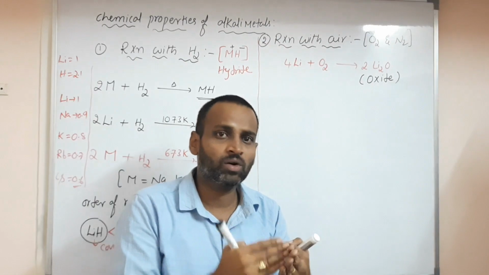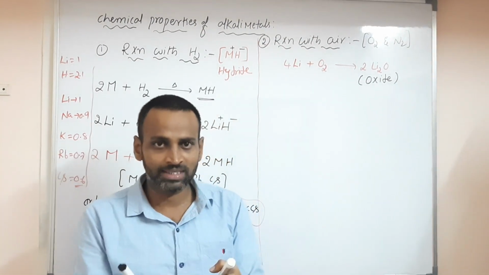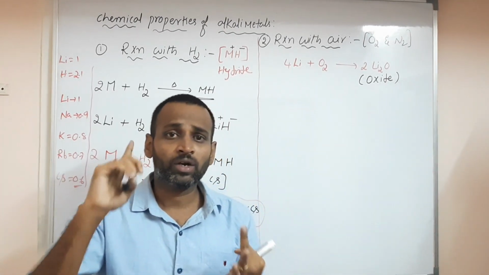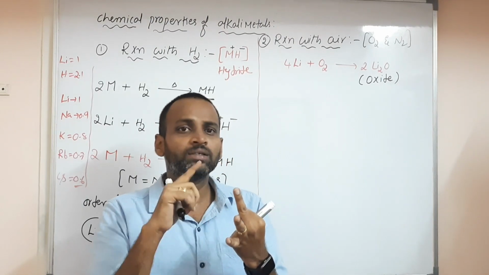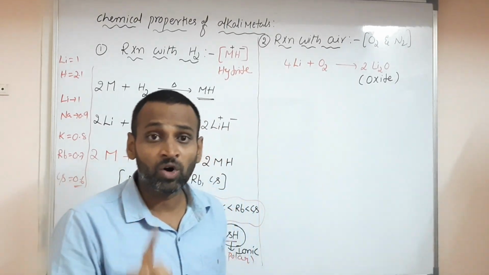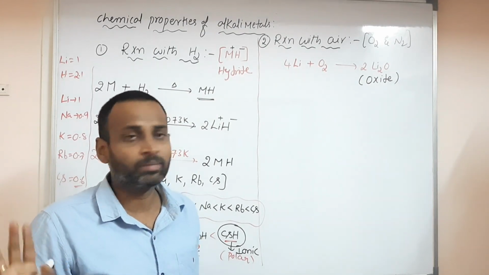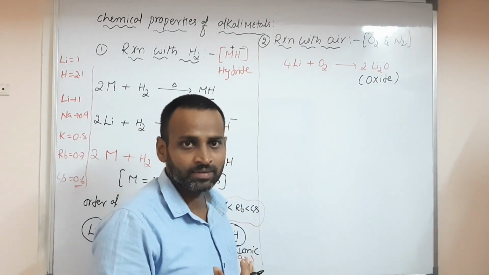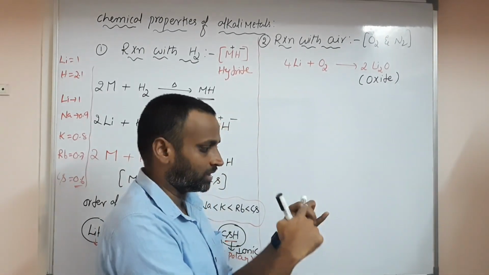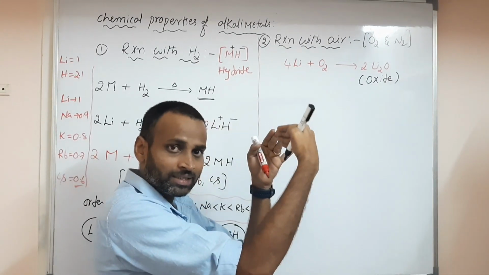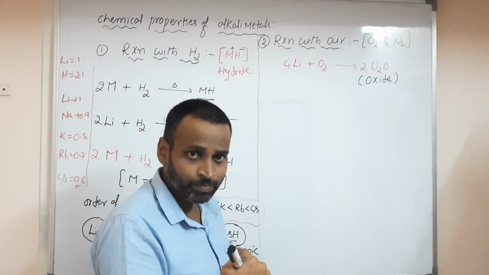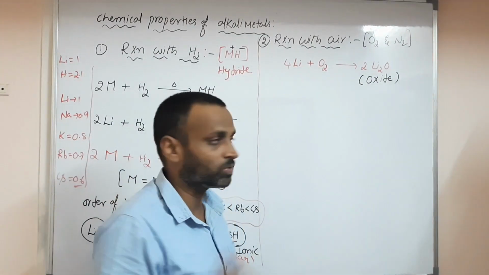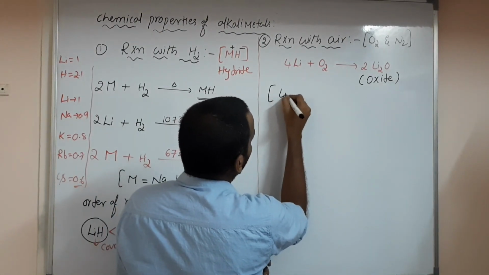So alkali metals or alkaline earth metals, when they react with oxygen, three types of oxides are possible, as we discussed in redox reactions: oxide, peroxide, superoxide. So lithium forms only oxide, remember, because of its small size. As cation size increases, going down from Li+, Na+, to Cs+, superoxide stability increases. Remember this one.